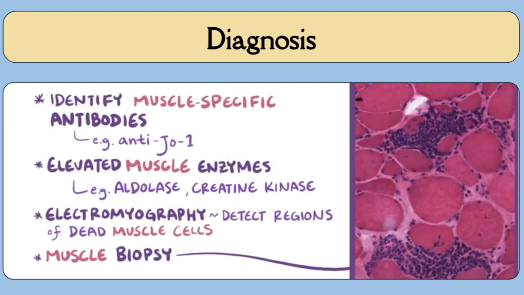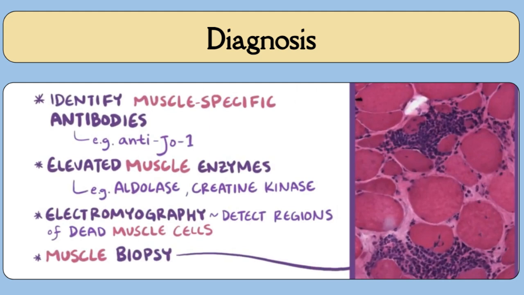When looking at diagnosis for PM, specific muscle characteristics can be identified, such as antibodies, muscle enzymes, and electromyography. One specific antibody that is observed is the anti-Jo1. Anti-Jo1 antibody is produced by the immune system that mistakenly targets the body's tissues, such as muscle fibers. Increased levels could indicate PM. Elevated muscle enzymes, such as aldolase and creatine kinase, indicate muscle damage, which could be an indication of PM.